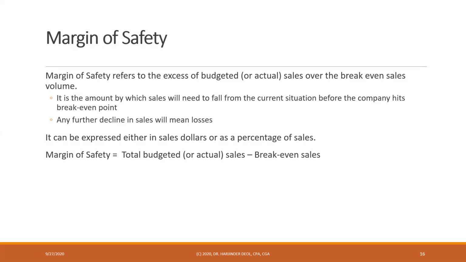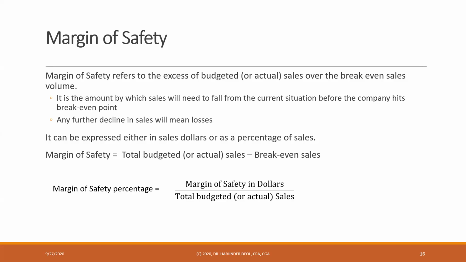So your margin of safety is your total budgeted or actual sales minus our break-even sales. If we want to look at margin of safety in percent of sales, then we will take our margin of safety in dollars and divide that by total budgeted or actual sales. So margin of safety is pretty much like a safety net.